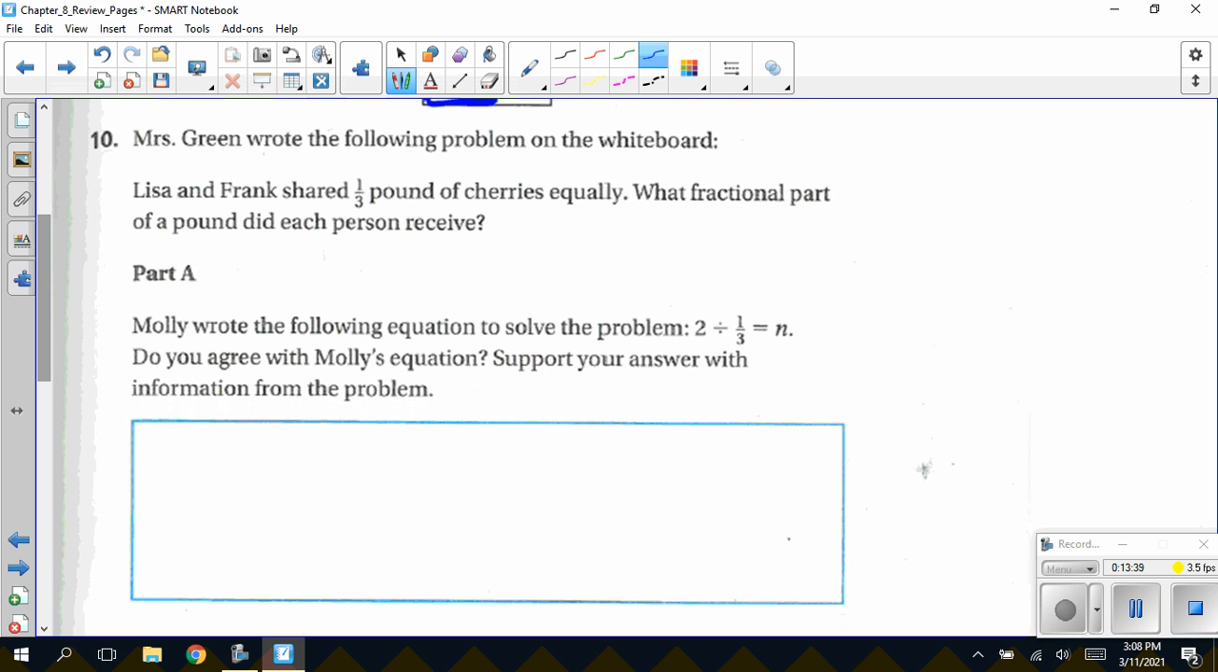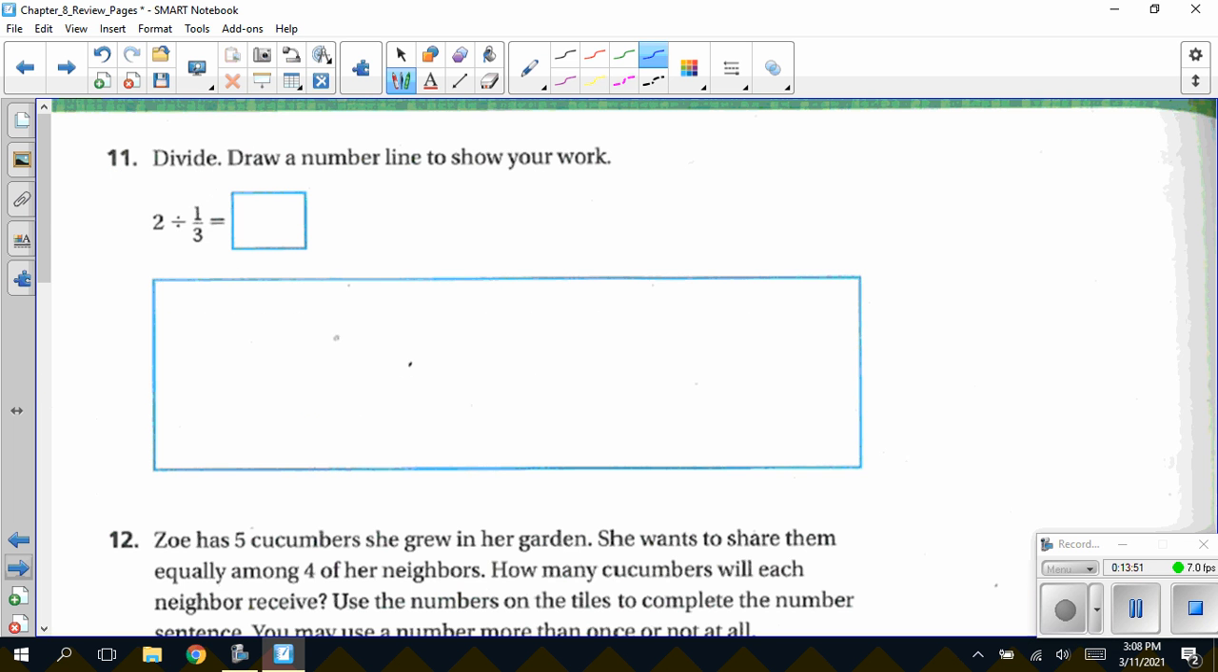Moving on to question number 10, I am going to cross this one off. That does take up the rest of page 525. So I am going to move on to 526 now.